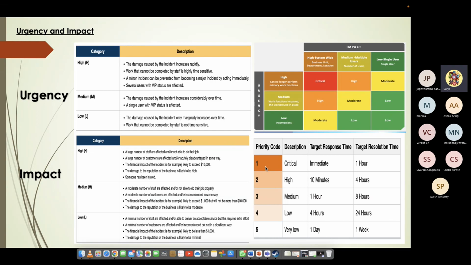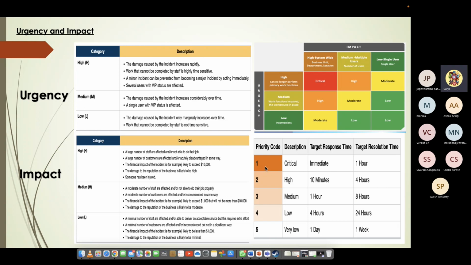So if someone comes to you and asks how many priorities you have for the incidents, then you can say we have P1 to P5. So what is the qualification for P1? If the impact is high, meaning the number of people getting affected is high, and the urgency is also high, we will consider that as the P1 incident.